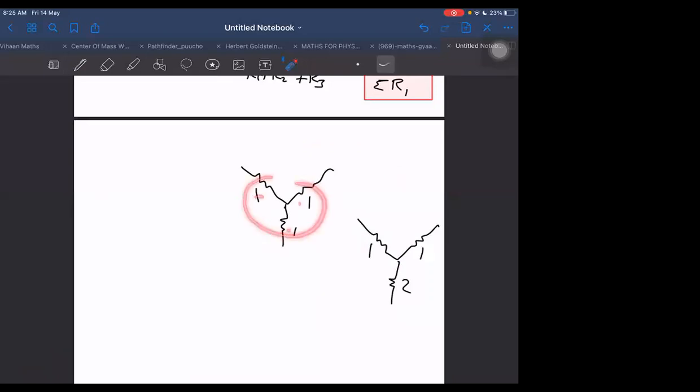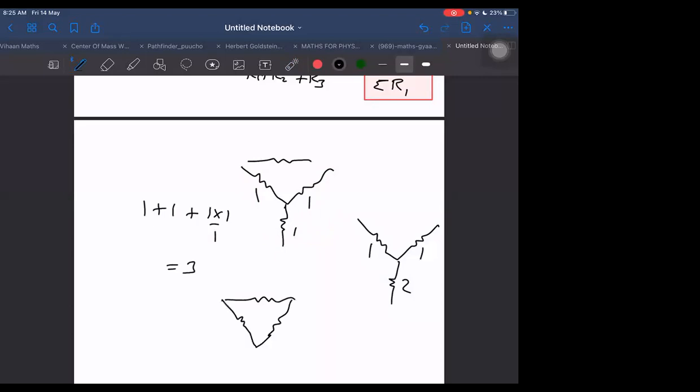So I have observed that it is obviously very simple when it is 1 1 1. Why is it simple? Because if I am able to get one resistance, the other will also be the same, and the third one will also be the same. So what will be the resistance in this case? Tell me. 1 plus 1 plus 1 into 1 by 1, that is 3. Then all others will be 3. Then I can quickly replace it by a delta network of 3 3 3. It is so simple. So in such cases, it is very, very easy to do.